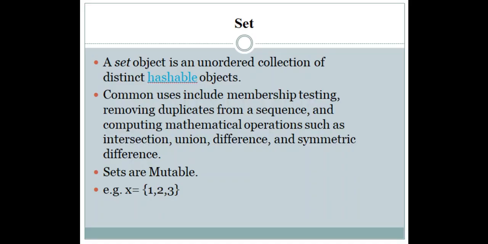A set in Python is an unordered collection of distinct hashable objects, meaning that a set will only contain objects which are immutable. Some of the common uses of a set are testing for membership, removing duplicates from sequences like list and tuple, and computing mathematical operations such as intersection, union, difference and symmetric difference. We will be taking a look at all these mathematical operations in PyCharm very shortly. Sets are also mutable, meaning that at any given point of time we can edit or update the values present in a set. So let us go to PyCharm to see this in action.